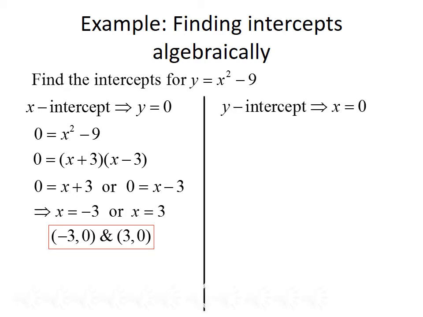Now let's try to find the y-intercept. Remember, to find the y-intercept, x is going to be equal to 0. So let's plug 0 in for x. That gives us y equals 0 squared minus 9, which, if we simplify, gives us y equals negative 9. Again, our intercept is a point, so we need to write this as an ordered pair. So the y-intercept will be the point (0, -9).